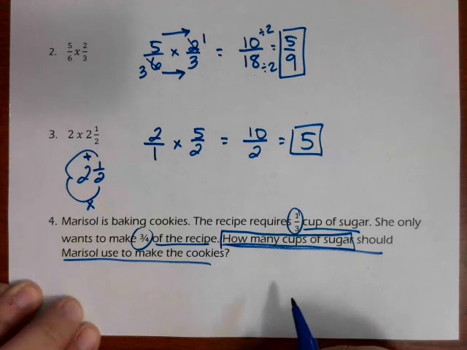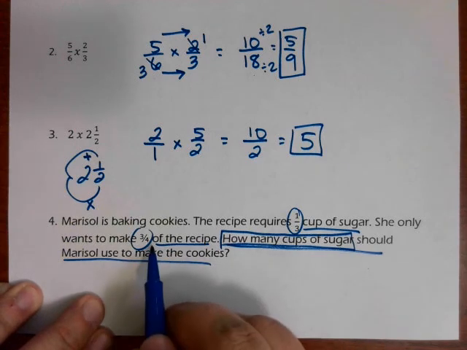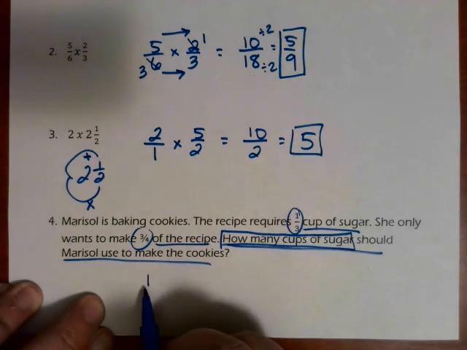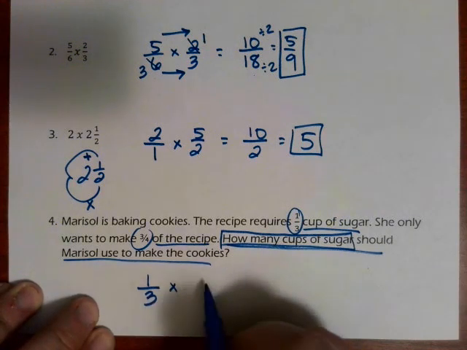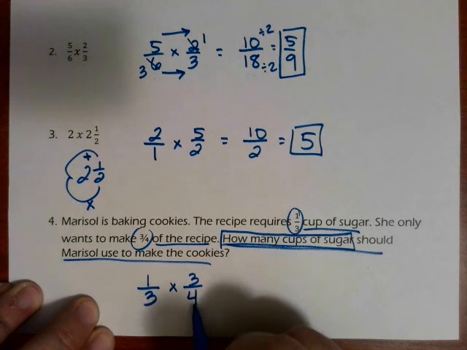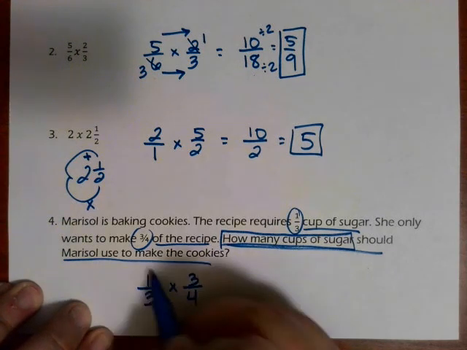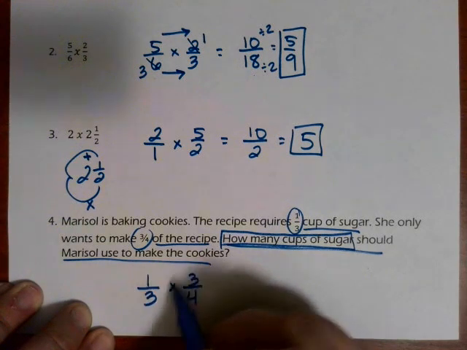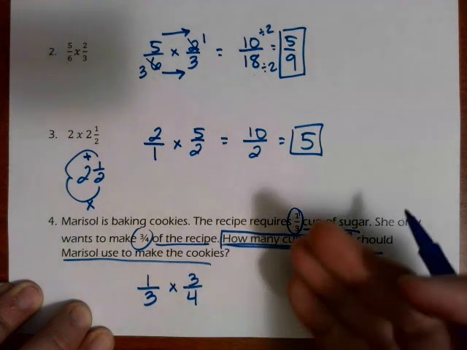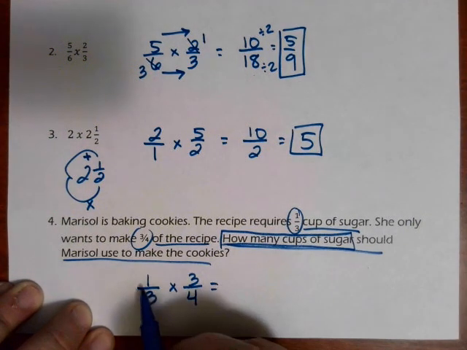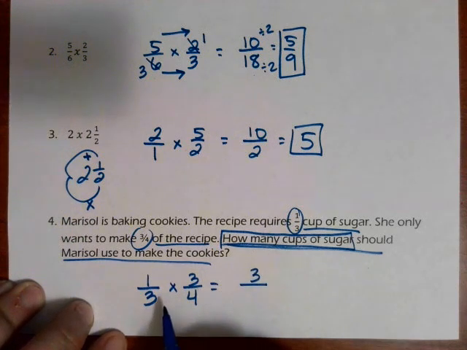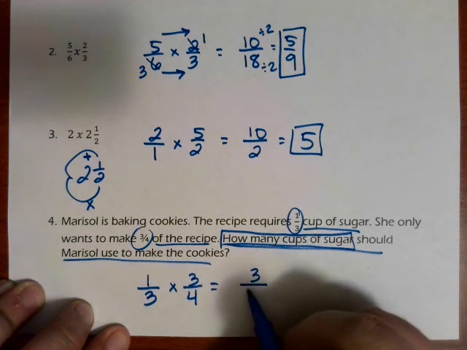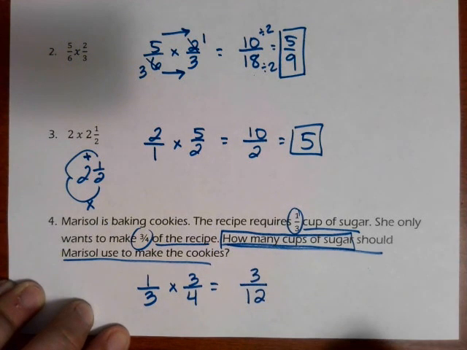So all we're going to do is we're going to take that, because we're finding, it says of the recipe, we are going to multiply. So we're going to do 1/3 times 3/4. We're taking the sugar that originally was needed, we're multiplying by 3/4 because we're just getting 3/4 of the recipe. So multiply your numerators. 1 times 3 is 3. And then 3 times 4. 3 times 4 will get you 12.